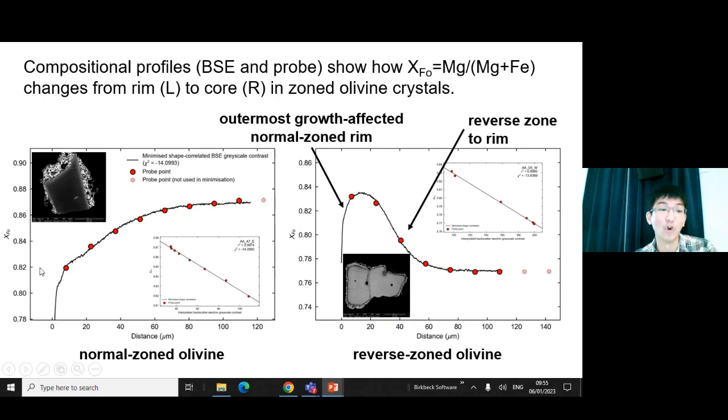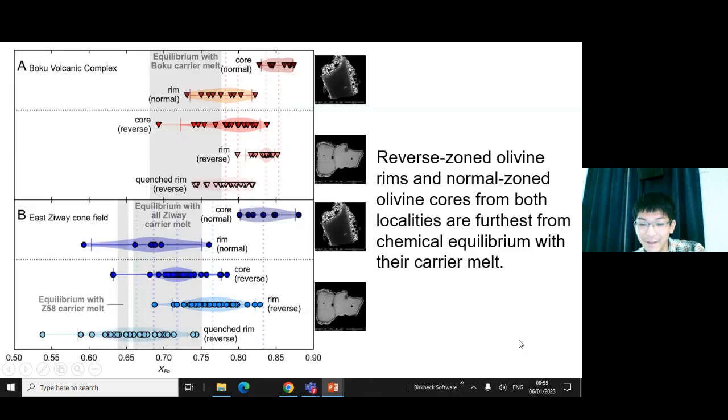On the left-hand side, we've got our normal zoned olivine, with a high magnesium core over here and a low magnesium rim over here. And then here we've got our reverse zoned olivine, which has a low magnesium core and a high magnesium rim over here. It's worth pointing out at this point that this part I'm going to term the reverse part of this reverse rim, and this part is the outermost growth-affected normal part of this reverse rim, just because things might get a bit confusing down the line, if it's not already confusing.